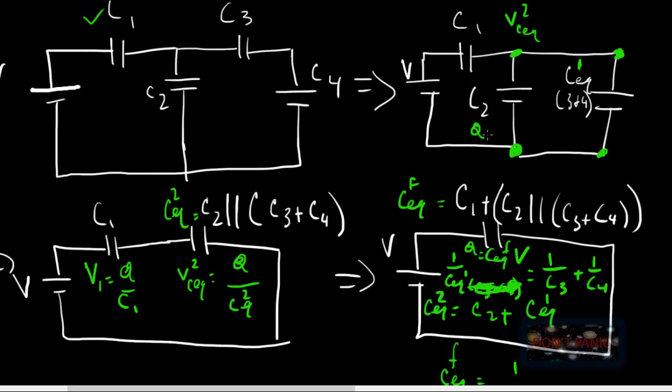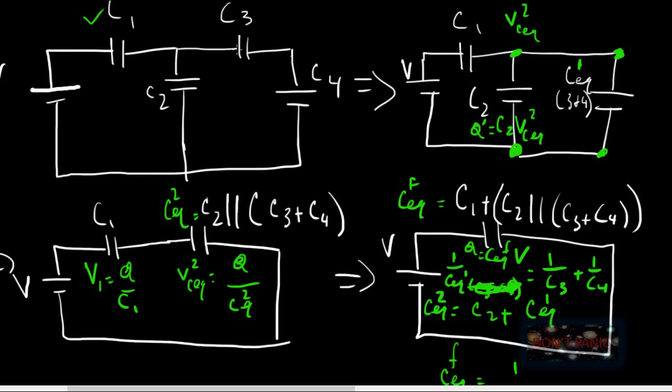Then the charge on C2 is going to be C2 times V, the voltage across the equivalent capacitor that we just found. So this Q is different from this Q, okay? And that's it for C2. We found the charge on C2 and we found the voltage on C2.